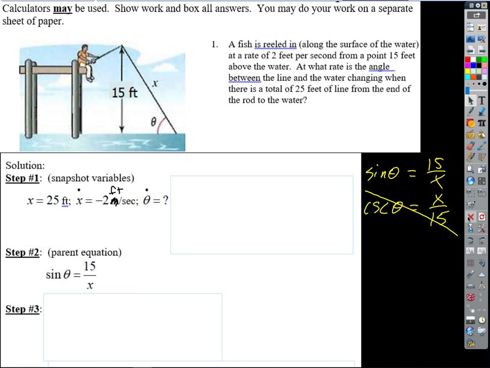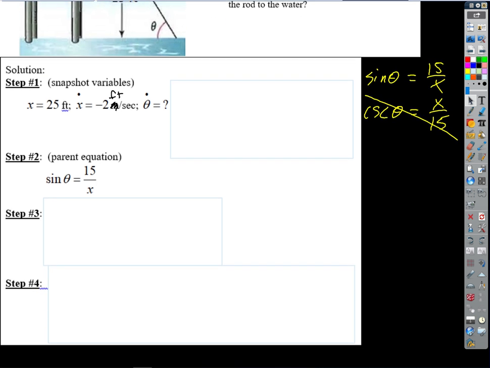So there's our parent function, right? Okay, so now what? You take the derivative. Differentiate implicitly with respect to t. And what are we going to get? So technically on the right side, how would we probably want to rewrite that, at least in our head? 15 times x to the negative 1 sine. Okay, good.